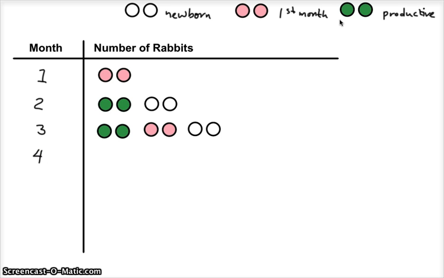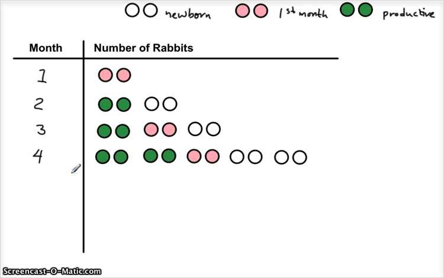So when we go to month 4, we find that we still have our original productive set. And now the rabbits that were in their first month in month 3 are now productive in month 4. So that means these 2 pairs will produce 2 new pairs of their own. And the set of newborns in month 3 are now in their first month in month 4.